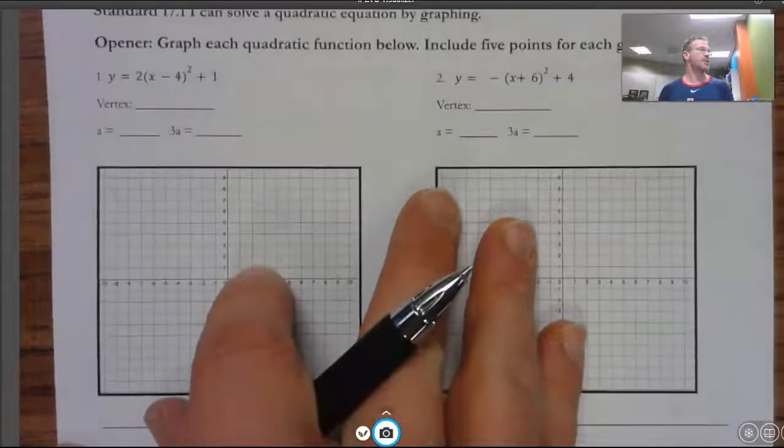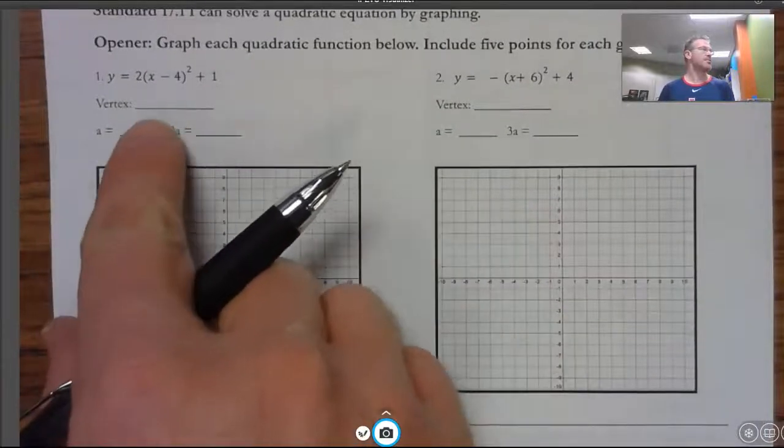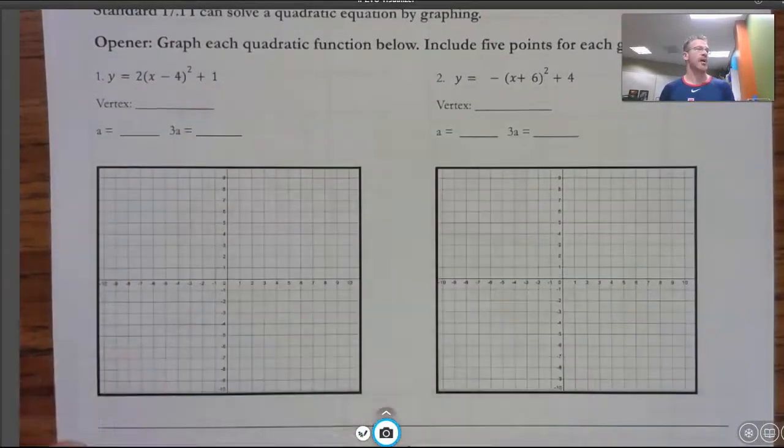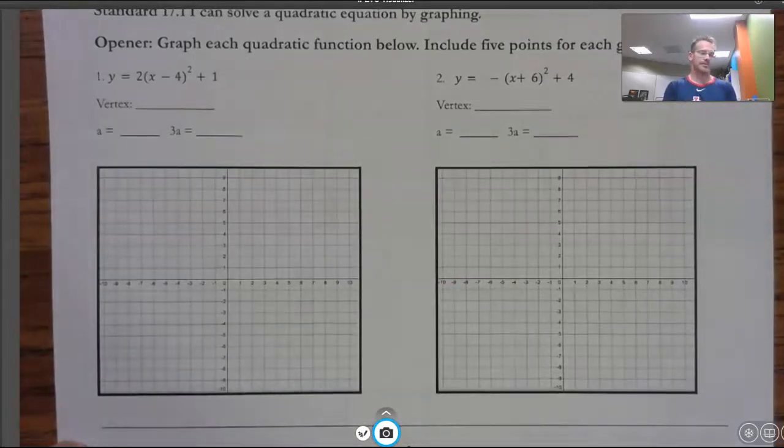So graph problems 1 and 2 here. Identify the vertex, your A value, your 3A value, and then go ahead and graph both of those real quick. Flip the video back on, and we'll see what you remembered.